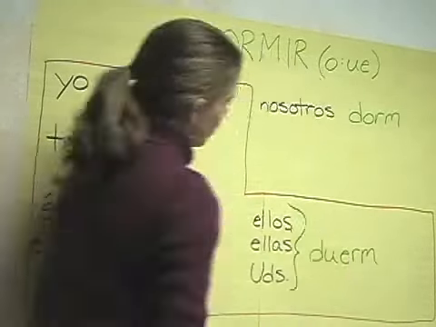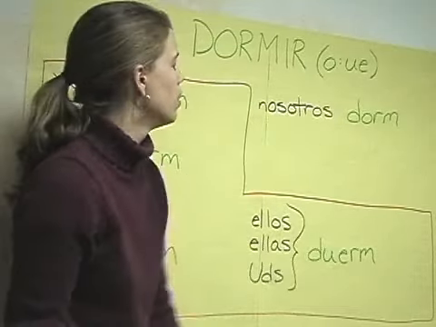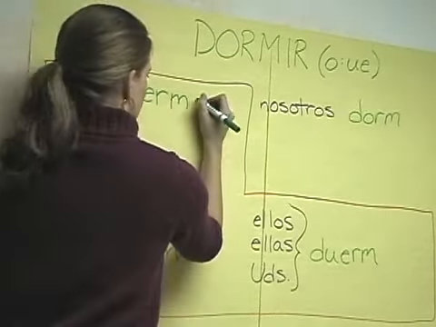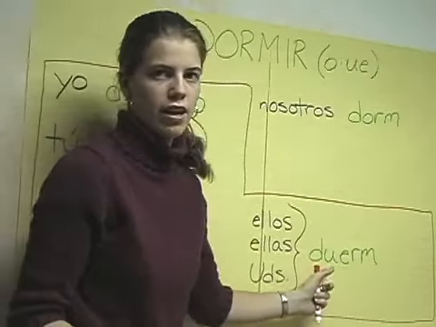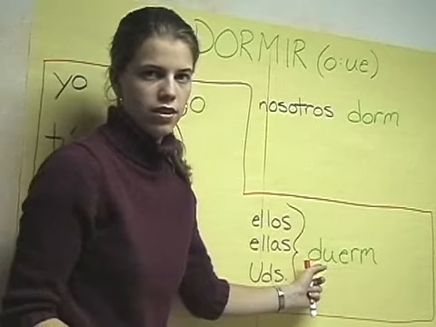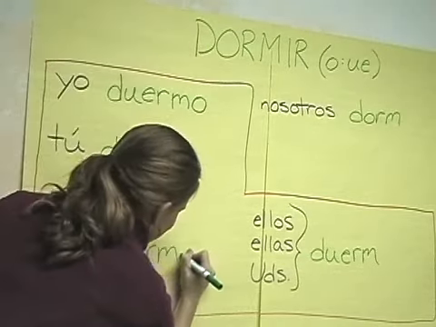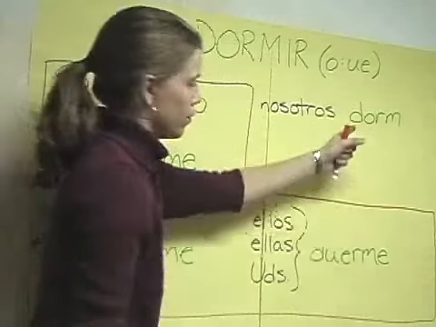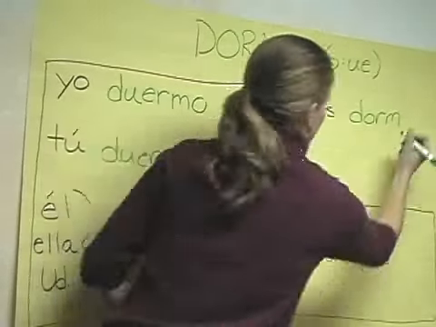Great. Now, this is an IR verb. For yo, we still add what? The O. That's right. For tú and él and ellos, what do we add? The E. E in Spanish, E in English. That's right. Muy bien. What do I add for nosotros? It's an IR verb. That's where you add the I. That's right.